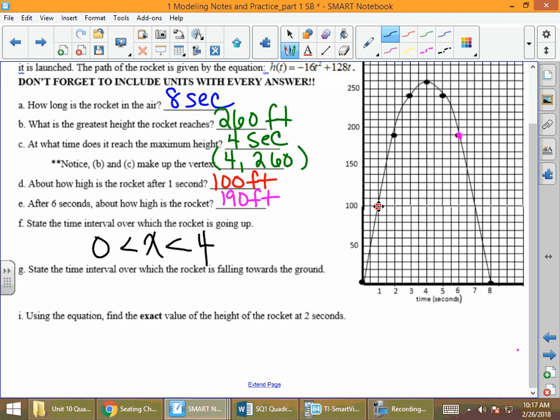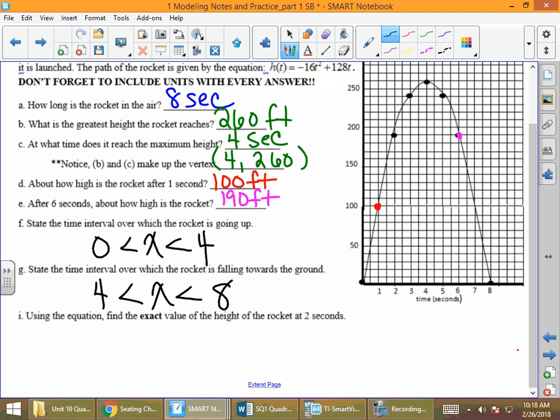We can also do the same kind of interval here when our graph is going down. Well, at the very top of our graph, that's at 4 seconds. And when our rocket lands on the ground, it is over here at 8 seconds. So the interval where our rocket is falling downward is between 4 and 8 seconds.